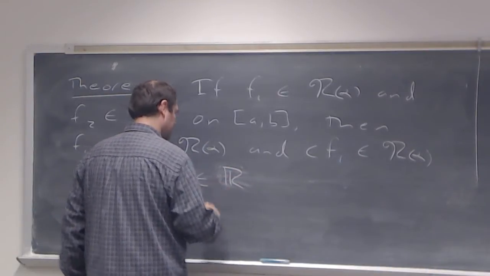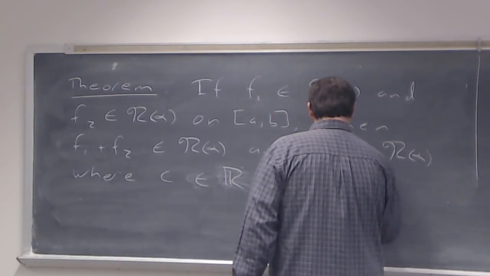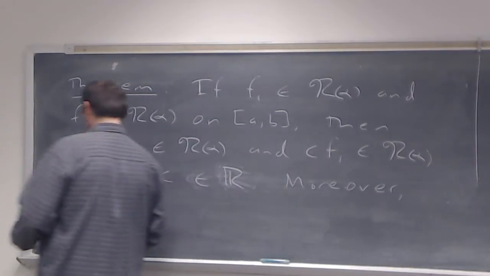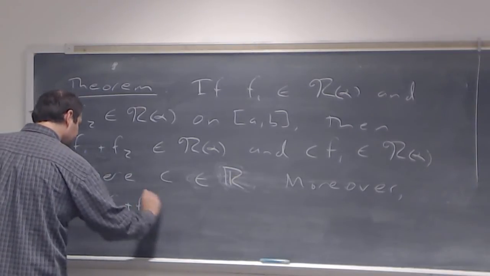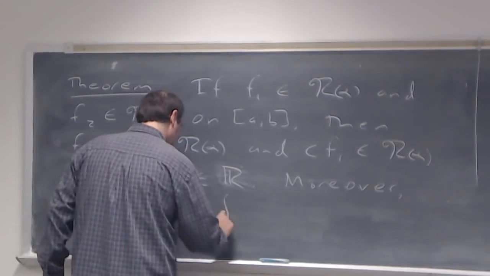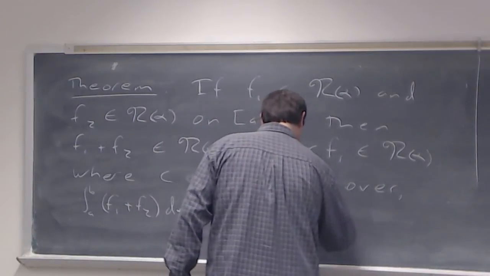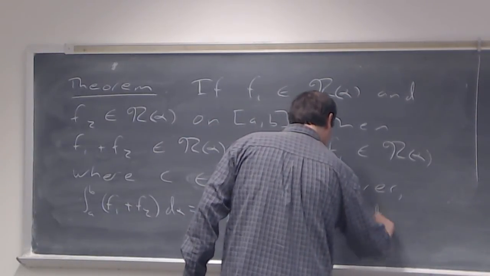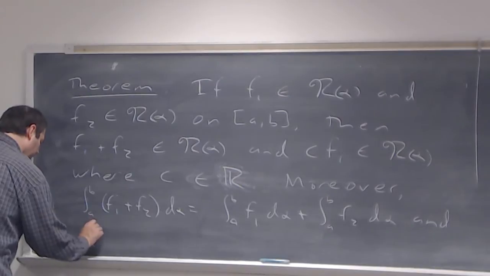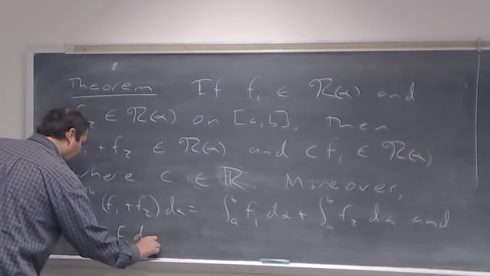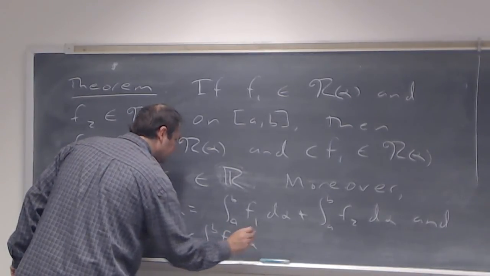C is an element of R, so I should write a real number. Moreover, the integral from a to b of f sub 1 plus f sub 2 d alpha is equal to the integral from a to b of f sub 1 d alpha plus the integral from a to b of f sub 2 d alpha, and the statement about that constant times a function is the integral from a to b of c f sub 1 d alpha is equal to c times the integral from a to b of f sub 1 d alpha.